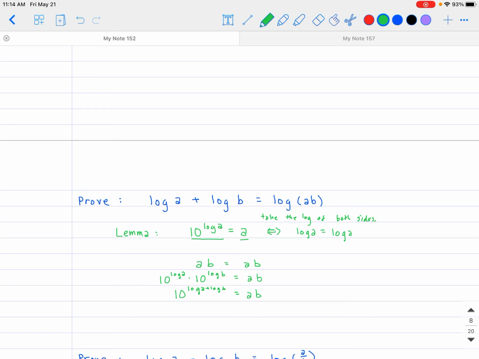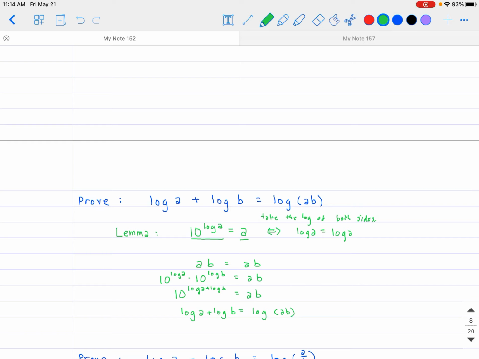And now, just like with the lemma, the way we proved it, I'm going to go ahead and take the log of both sides. So if I do, then the exponent, which is log of a plus the log of b, is equal to the log of a times b. And right there you go. That's going to be our proof then.